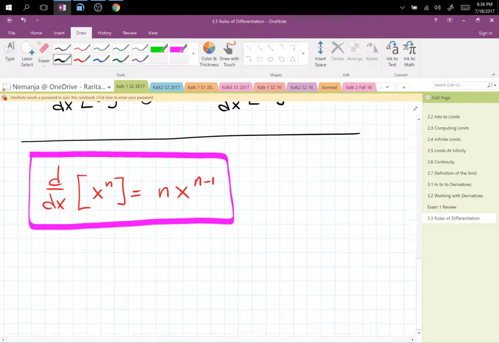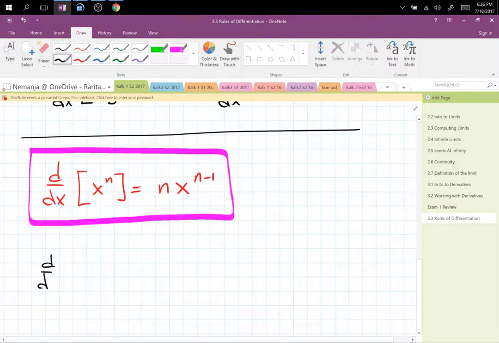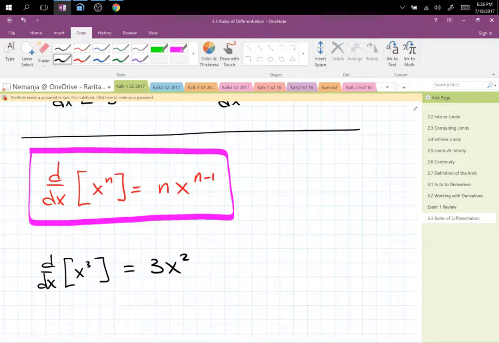So now, what is the derivative of x cubed? 3x squared. Because if you carefully observe, the exponent is n, which is 3, so you copy the 3 in an n spot, and then 3 minus 1 is 2 for the exponent.